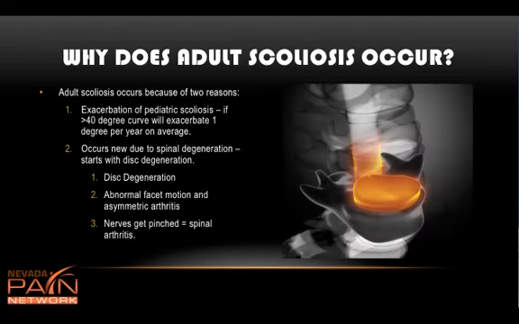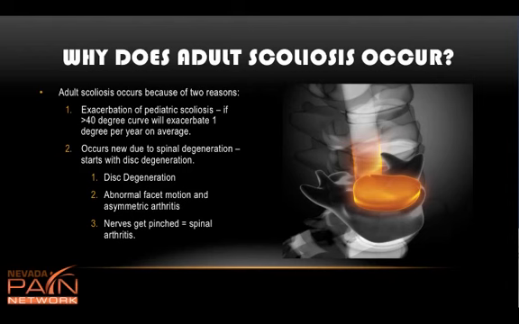Why does it occur? Well, there are two reasons that adult scoliosis occurs. One is it can be an exacerbation of scoliosis you had as a kid. If you had scoliosis treated or not as a kid and it was not operative, and you had a curve that was over 40 degrees, which is questionable as to whether or not you should have surgery or not, well, biomechanical studies show that in adulthood it usually gets worse at 1 degree per year.